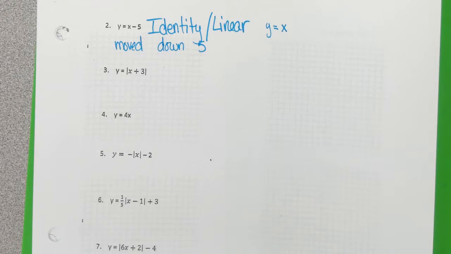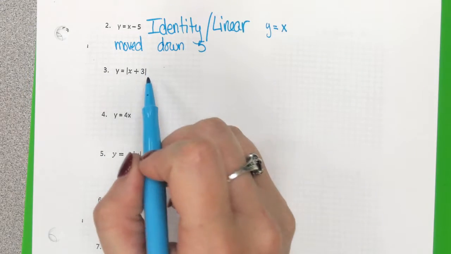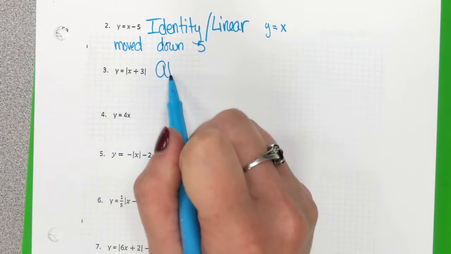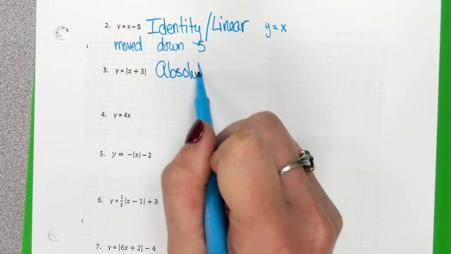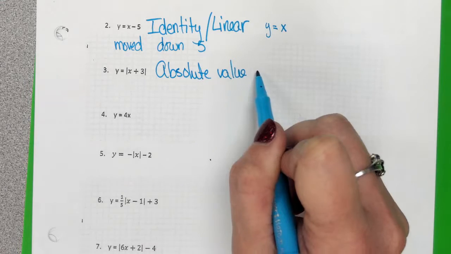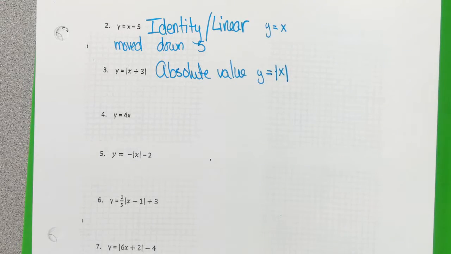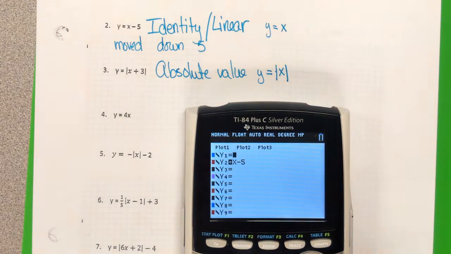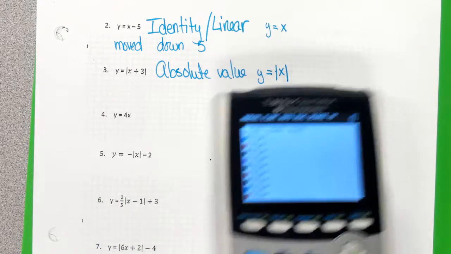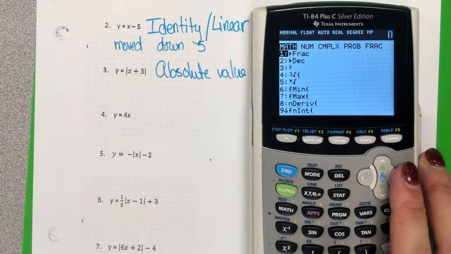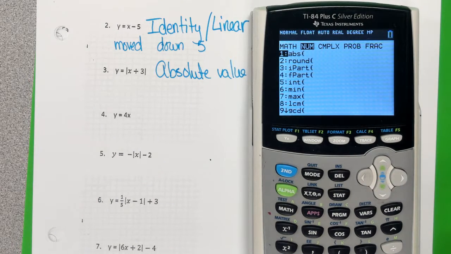All right, let's go to the next one. Okay, what's the parent graph of this one? Absolute value. And what's the equation? There you go. All right, so let's go to y equals, and let's clear it out. All right, very first one. Do you remember how to get there? Where'd we go? Math, over to number, and the very first one was absolute value, right?